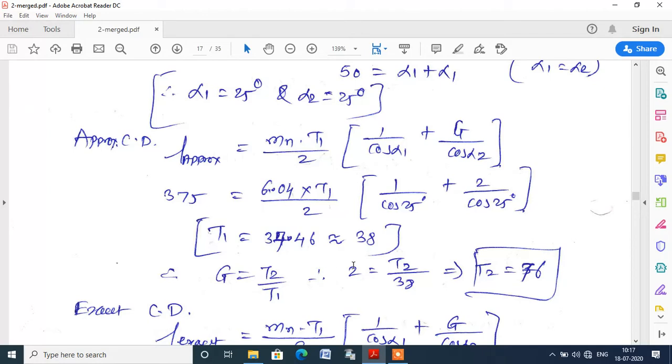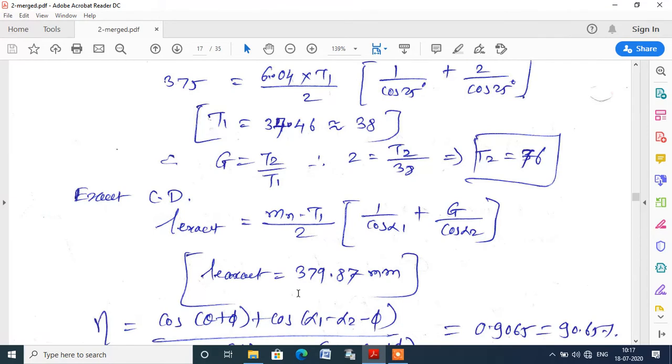T1 equal to 37.26. Number of teeth cannot be a fraction, so therefore it is 38. So here the ratio T2 by T1 is equal to 2, so 2 is equal to T2 by 38. So T2 is 76. Now exact center distance is mn into T1 by 2 into (1 by cos alpha 1 plus G by cos alpha 2). By putting this value, we got exact center distance 379.87 mm. Students, check the answer with the calculator.